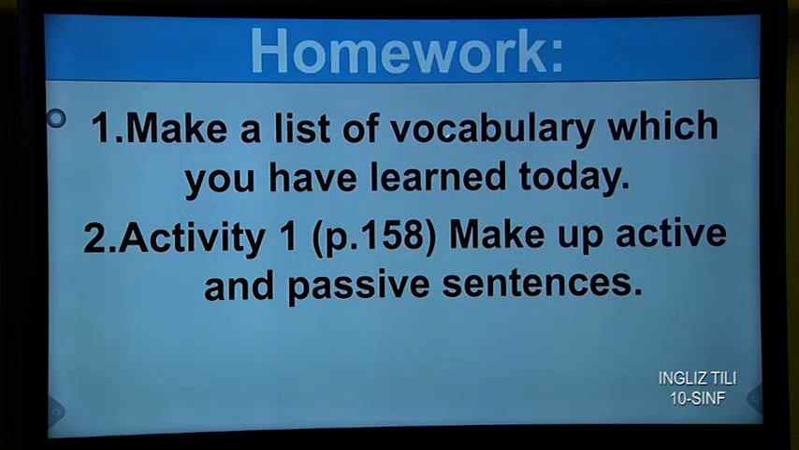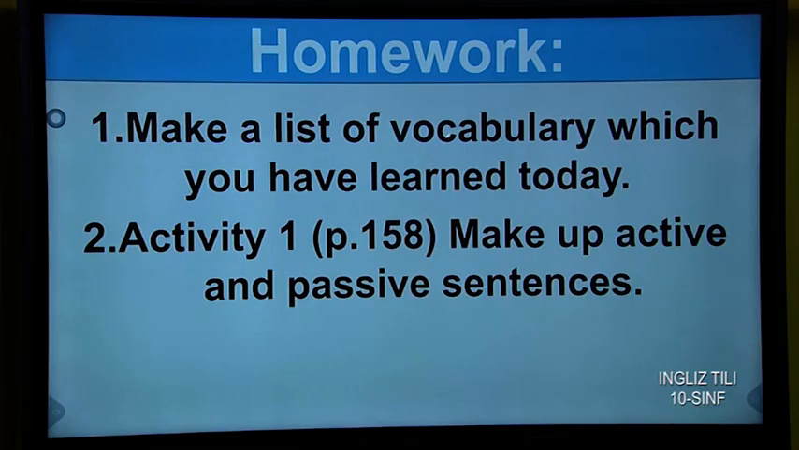Thank you, dears. It is time for your homework. First, as usual, make a list of the vocabulary which you have learned today and revise them. And the second, activity number 1, on page 158, make up active and passive sentences. Did you notice I left the activity number 1 as a home task? Why? Because in this activity, you have to make up sentences. It takes a long time. It is writing task. Please do it after our lessons. Then the next time we will check it together.